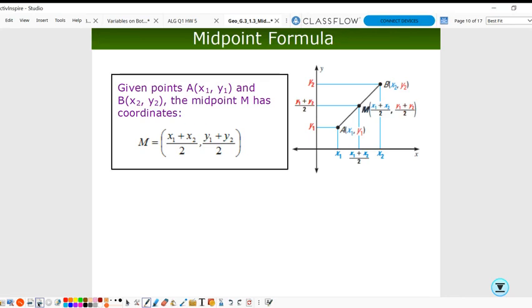The midpoint formula, you can see how it's derived. Again, we take the average of the x's, the average of the y's, and that's going to give us that midpoint.